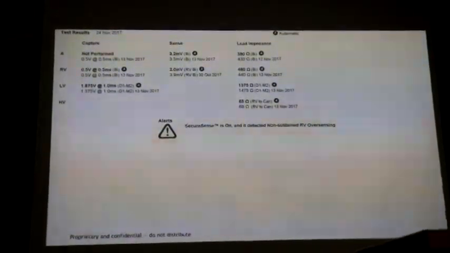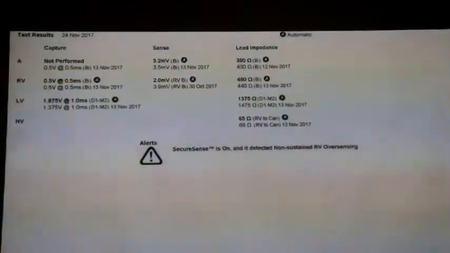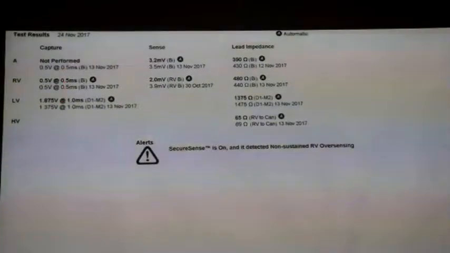Okay, another case study. These are all ICDs, right? It's an ICD case study. The R wave is not good. It's very low, and it's decreasing a little bit. Thresholds are normal. Impedances are all normal. Nice high LV impedance. This is good, it keeps the longevity of the device up.